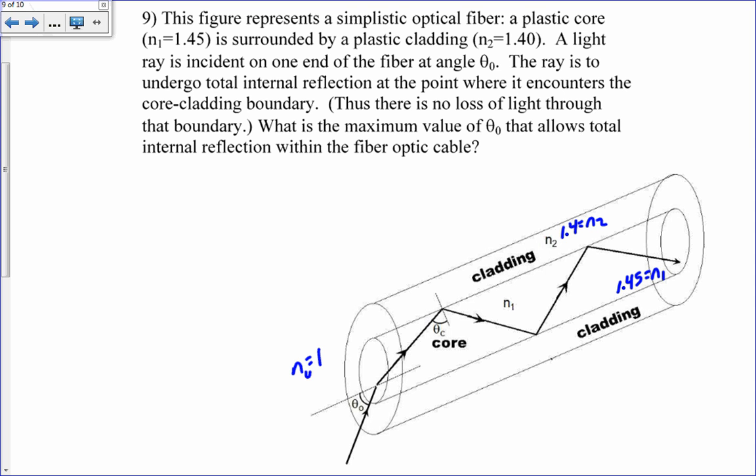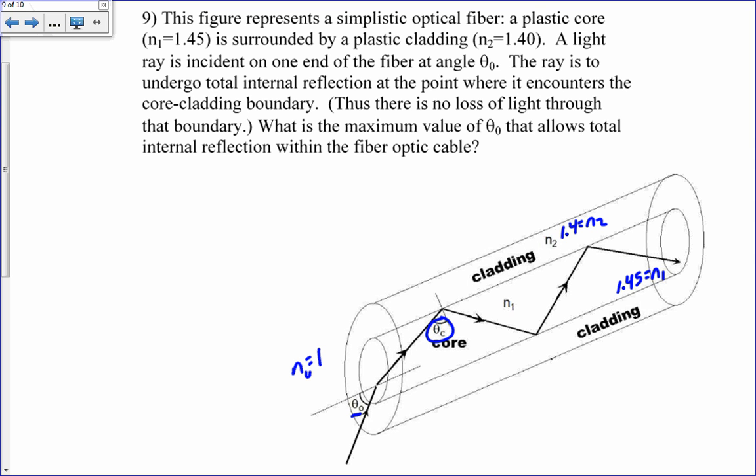I want to know what is the maximum value of theta naught, this angle right here, that will give us total internal reflection. The light has to enter the core at a particular angle in order for it to not leave the fiber optic cable, and I want to know what that is. So the first thing I need to do is find out this critical angle called theta c.